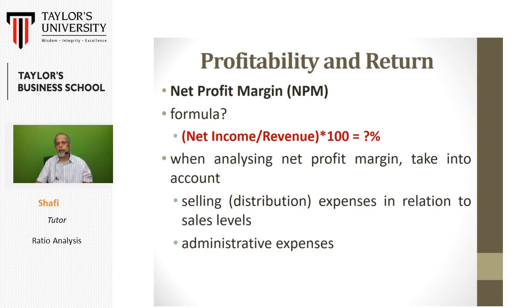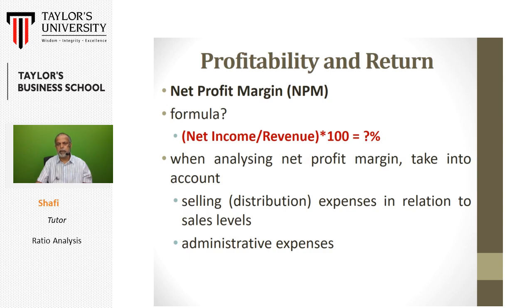The next ratio under this category of profitability and return is what is referred to as the net profit margin. So how do we compute this net profit margin? The formula to compute the NPM, or the net profit margin, is net profit divided by revenue multiplied by 100. So again, why do we multiply by 100? This is to convert the figure, the absolute figure that we get, into a percentage.